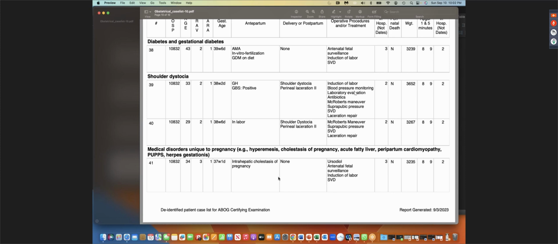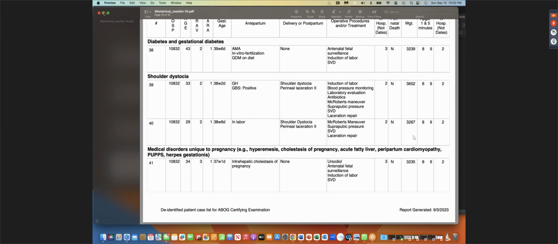Now, this is a little bit tricky. What's the earliest you can deliver cholestasis of pregnancy? Why? Because ACOG doesn't give you leeway, right? ACOG says 36 weeks, but SMFM does.